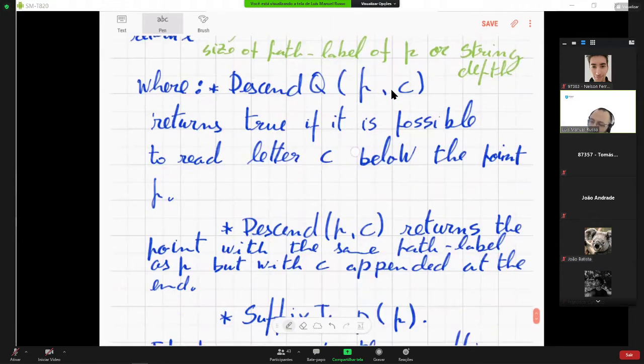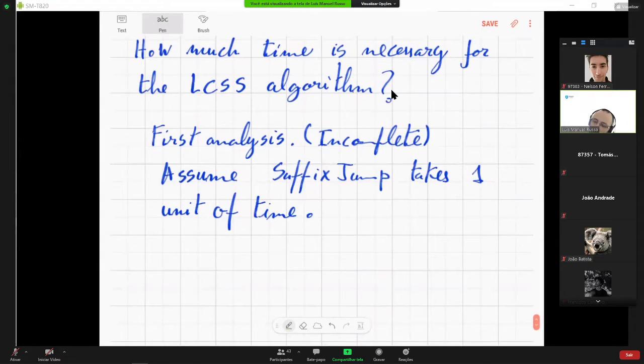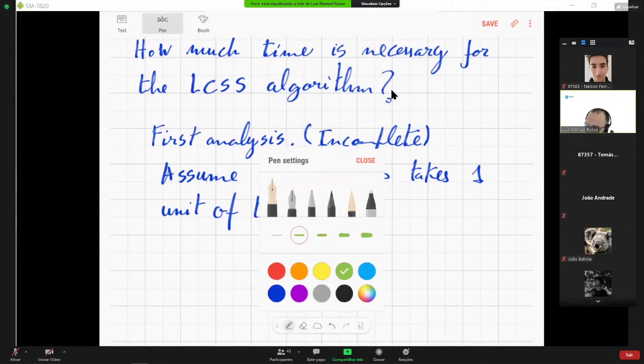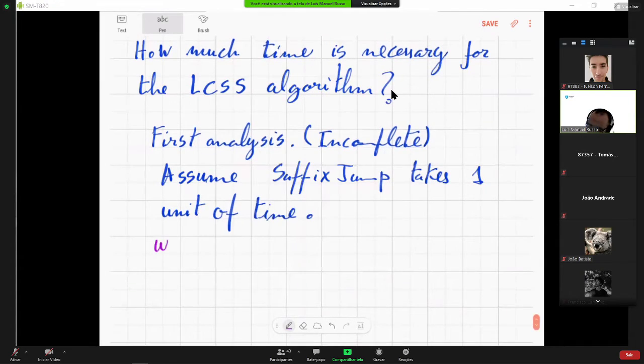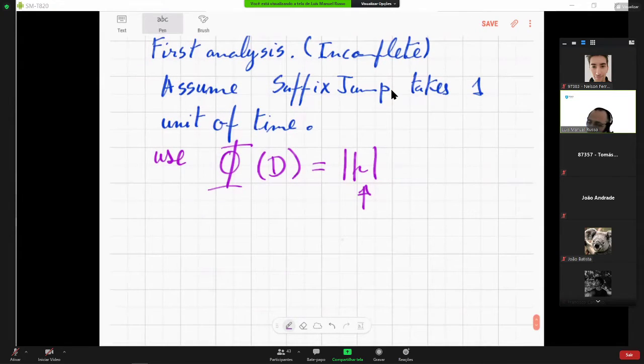So that's what we're going to use for our first potential function. Let's assume that our potential function, phi of the data structure, equals the string depth, the size of the path level. So that's what we have for our potential function.